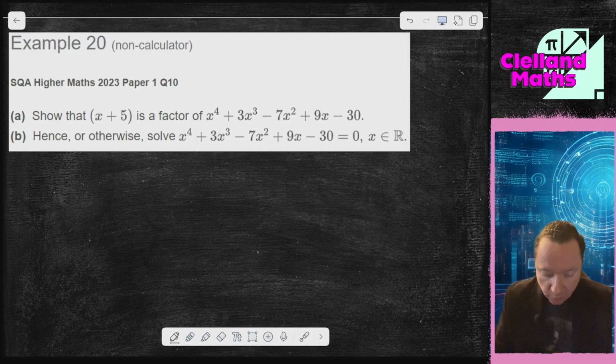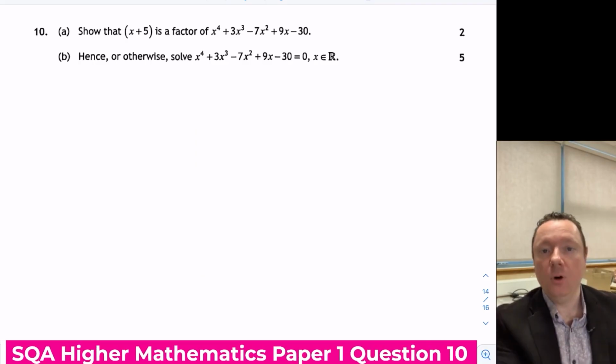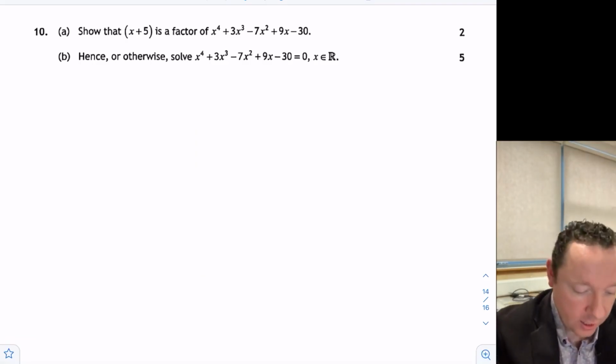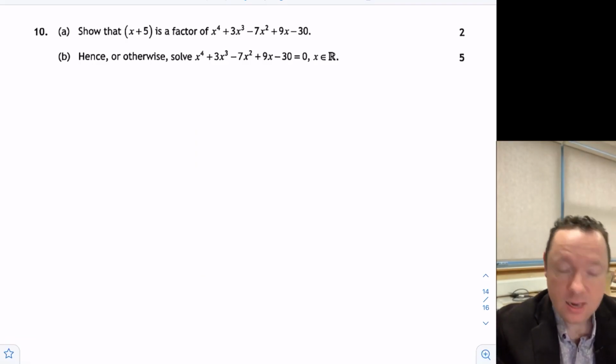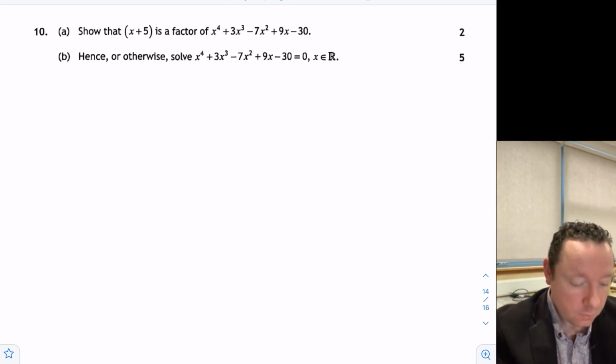Example 20, SQA Higher Maths 2023, Paper 1, Question 10. Let's look at the solution to that. Show that x plus 5 is a factor of this, and it's a 4th power one. And then hence or otherwise solve it equal to 0.